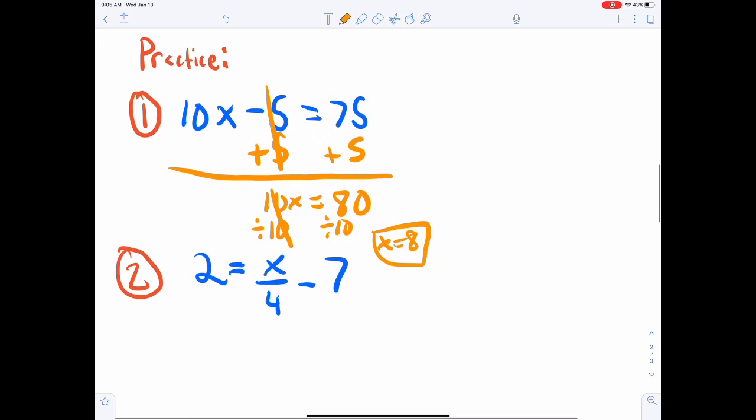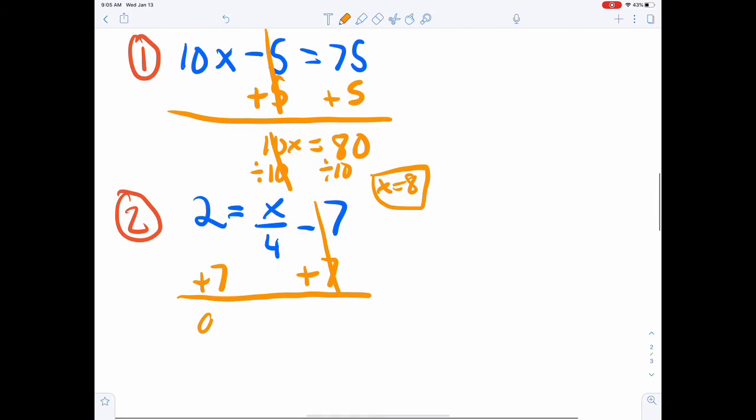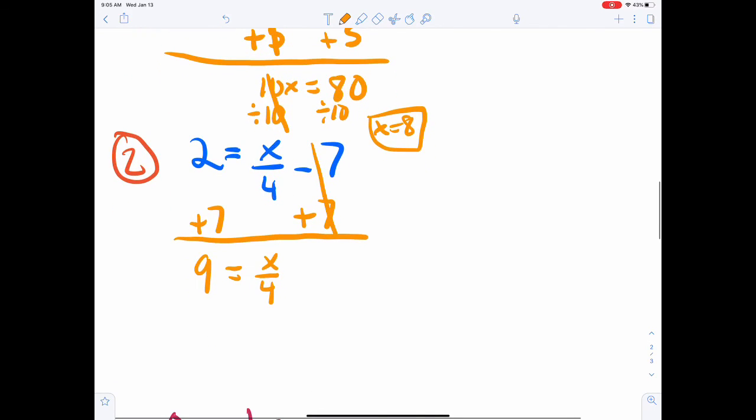And then finally, this one: 2 equals x over 4 minus 7. The variable's right here on the right, so we'll get rid of the number not attached to it, the negative 7. Add 7 to both sides. The 7's will cancel. We'll get 9 equals x divided by 4. X is almost by itself, but we still have division by 4, so we'll do the opposite of that and multiply by 4 on both sides. The 4's cancel, and you're left with x equals 4 times 9, which is 36.